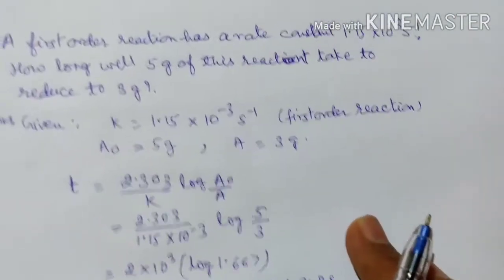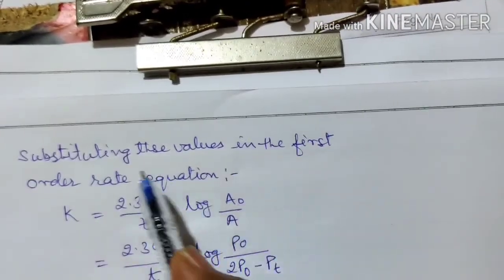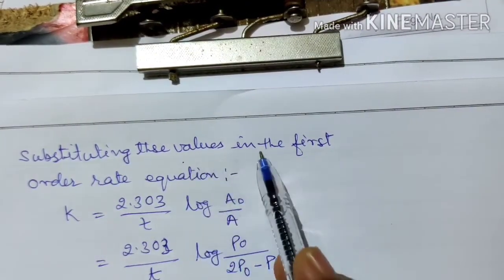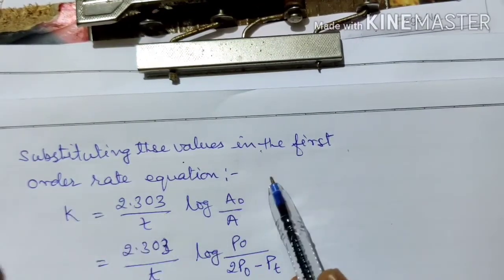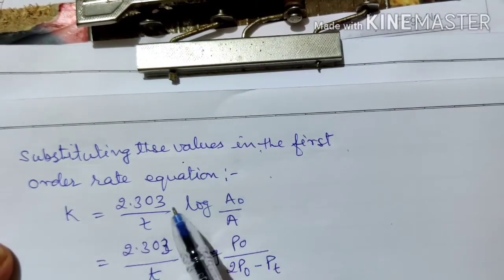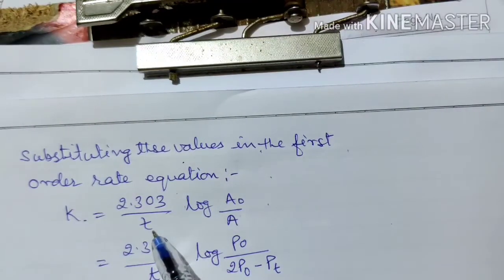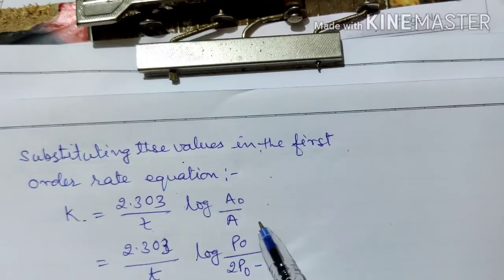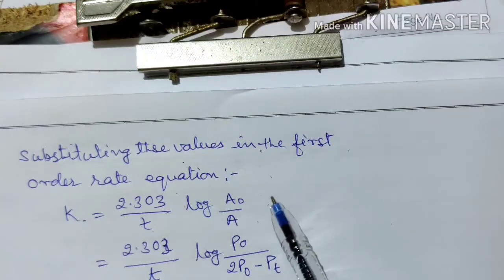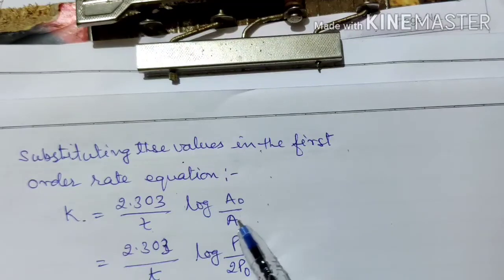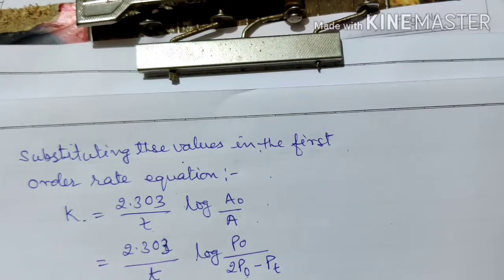Now substituting these values in the first order reaction expression, K is equal to 2.303 upon T log A0 upon A. A0 is directly proportional to P0, and A can be represented by this term PA. So this is the PA. So we can write 2.303 upon T log P0 upon PA.